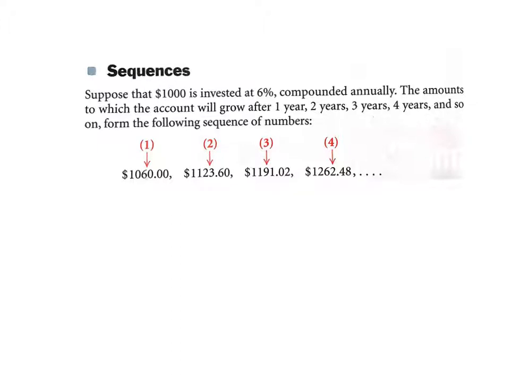Just an example of a sequence: suppose that $1,000 is invested at 6% compounded annually. The amounts to which the account will grow after 1 year, 2, 3, and 4 years, and so on, form the following sequence. I want you to learn one thing from this slide. The first term is known as A1, the second term A2, the third term A3, the fourth term A4, and so on. We're going to be looking for patterns between terms today, so you need to be noticing stuff like that. Like this time, they're multiplying every time by 1.06. That's the pattern, 1.06, 1.06. So make sure you know the names of the terms, and also we're going to be looking for patterns between the terms today.